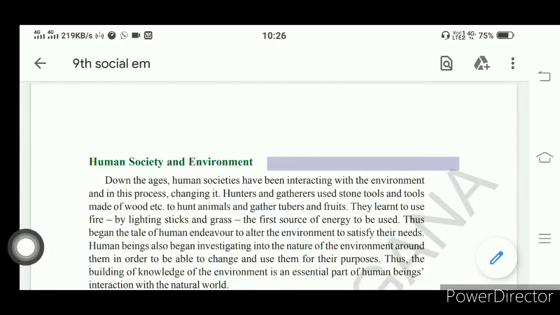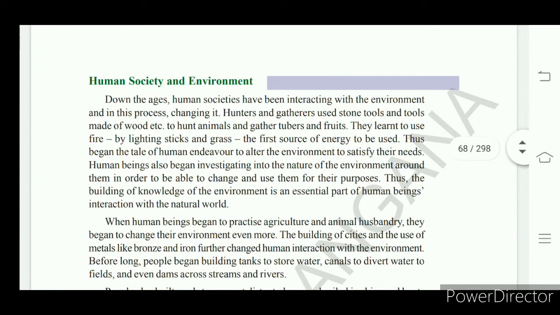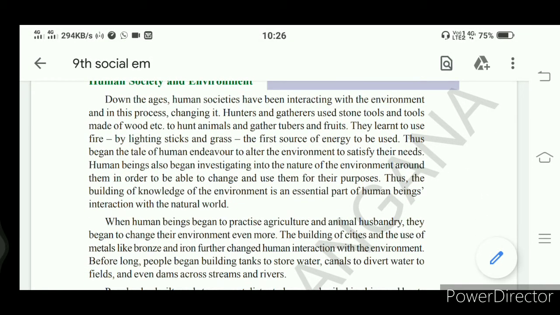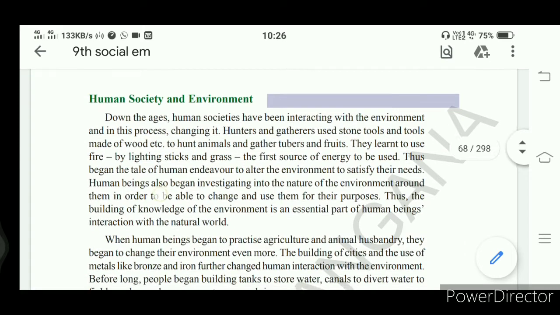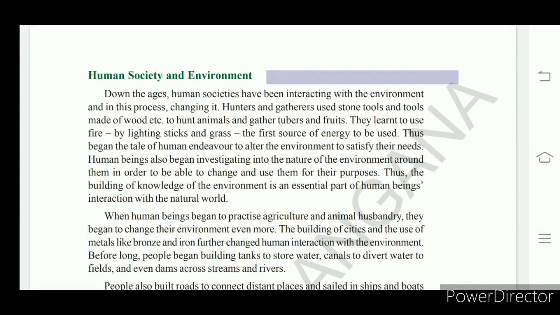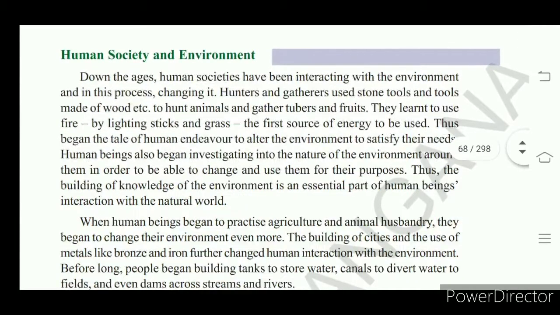We see the relationship between human society and environment. In the previous class, we have discussed the various types of forests. Now, here we are going to study human society and environment.